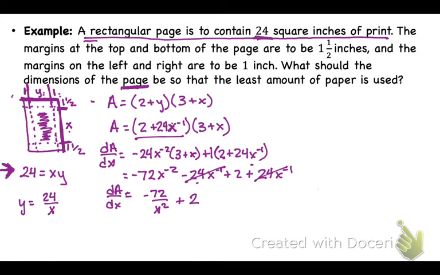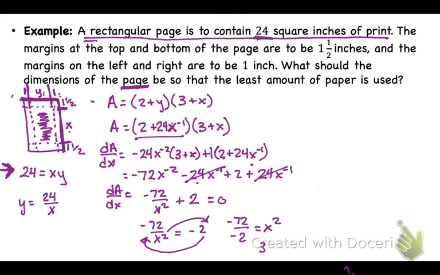Okay, equals 0. So hopefully you would all subtract 2, yes? So negative 72 over x squared equals negative 2. Then we have to multiply by x squared and divide by negative 2. So negative 72 divided by negative 2 equals x squared. 2 goes into 72 how many times? 36. And the square root of 36 is 6, and negative 6. So plus or minus 6. Now, can I have a minus 6 for my x right here? No. So x equals 6.